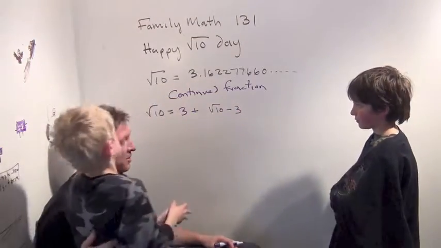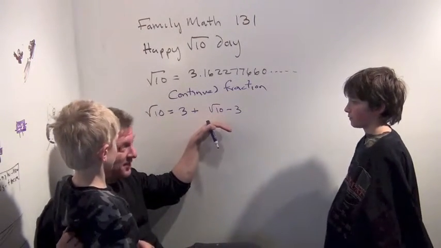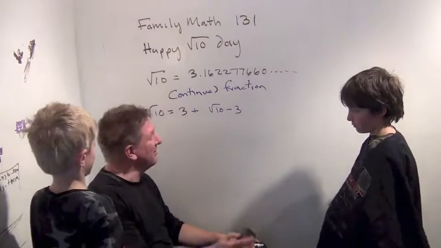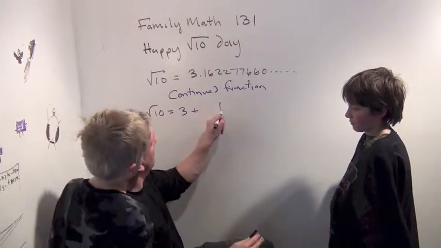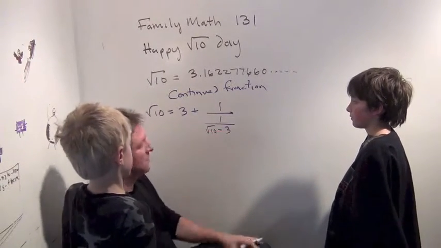Okay, and do you remember our little continued fraction procedure? Split-flipping-rat. That's from my high school math teacher, Mr. Waterman. Now we have to flip it. 1 over 1 over the square root of 10 minus 3.